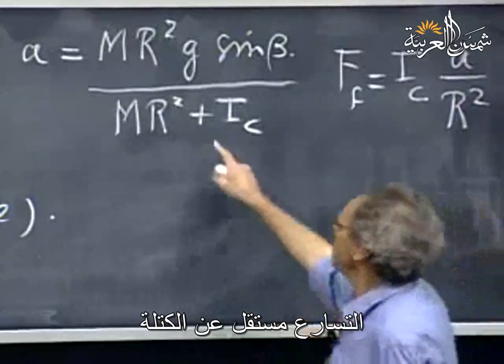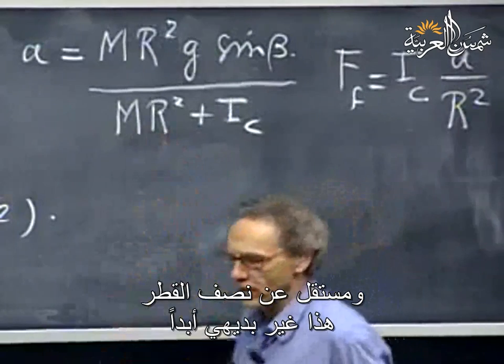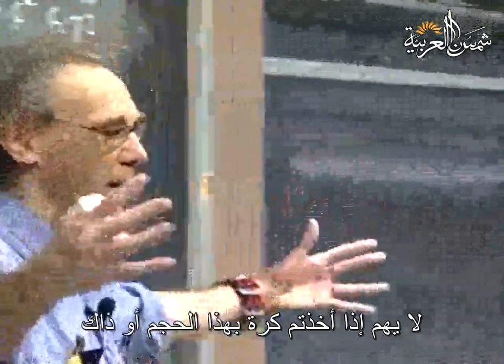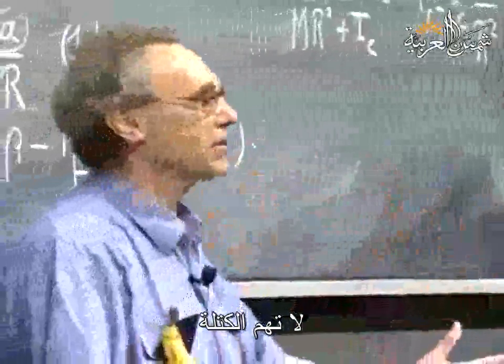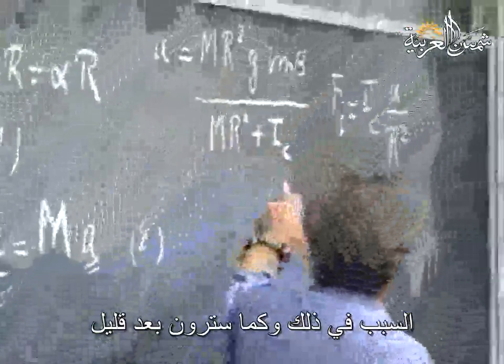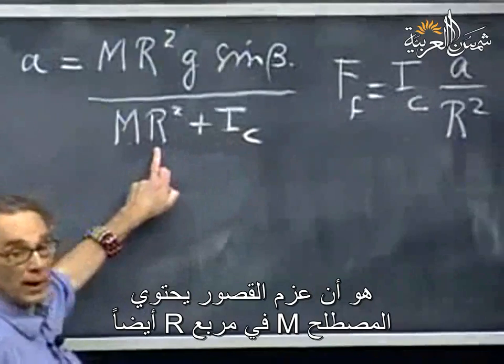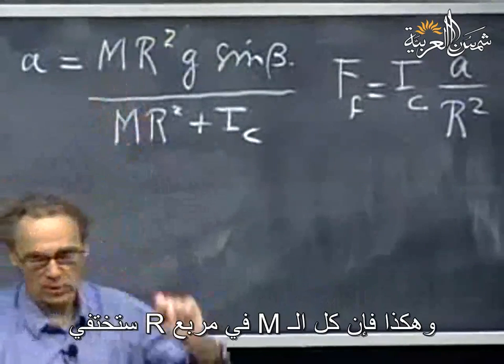The acceleration is independent of the mass and independent of the radius. Very non-intuitive. It doesn't matter whether you take a ball this big or this big. It doesn't matter what the mass is. The reason for that is, as you will see shortly, that the moment of inertia also contains a term mr squared. And so all the mr squares will disappear.